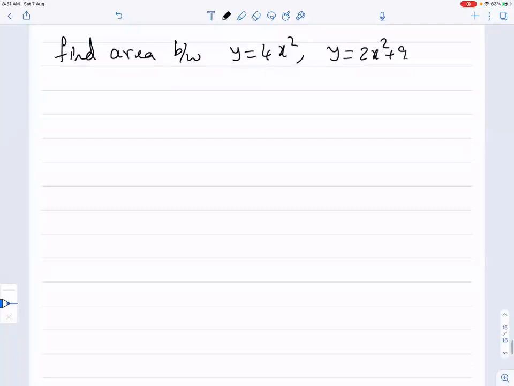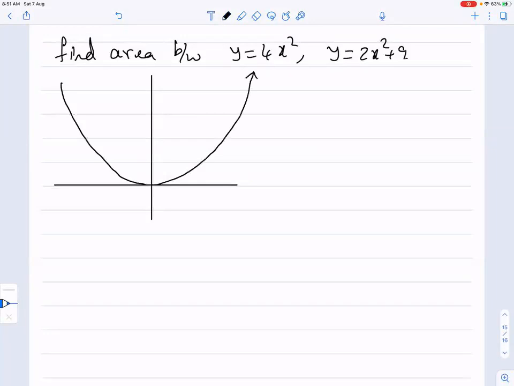Y equal to 4x square. The curve is going to be like this. And y equal to 2x square plus 9. That curve is going to be like this. Okay. This is at x equal to 0, it is at 9. Correct? No? (0, 9).